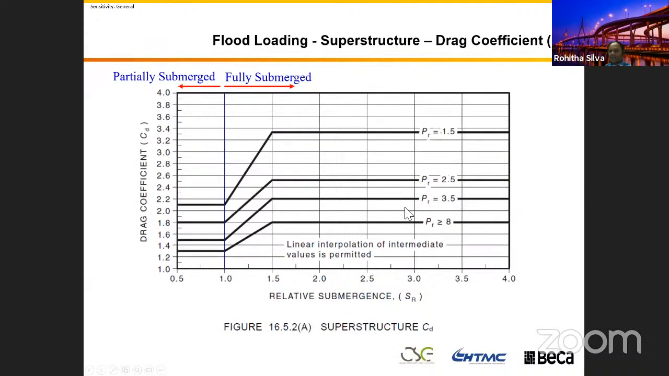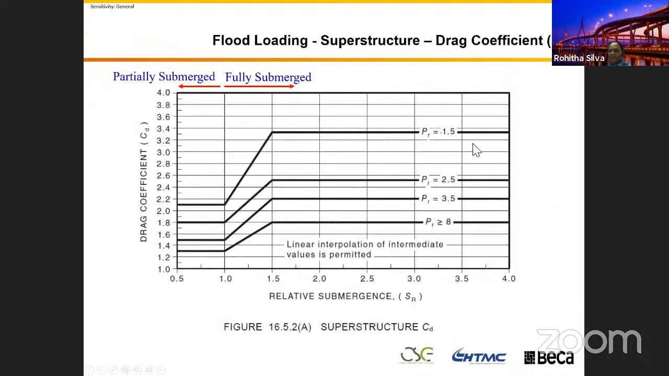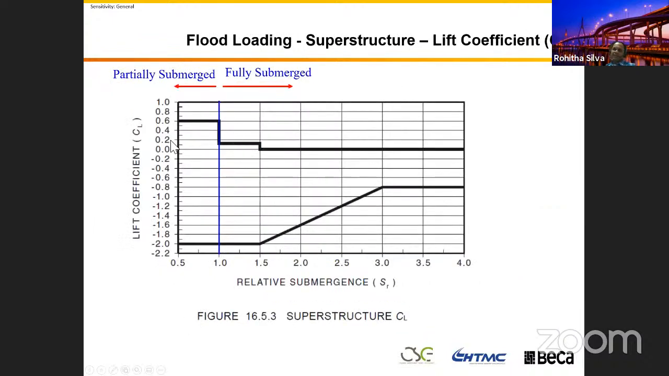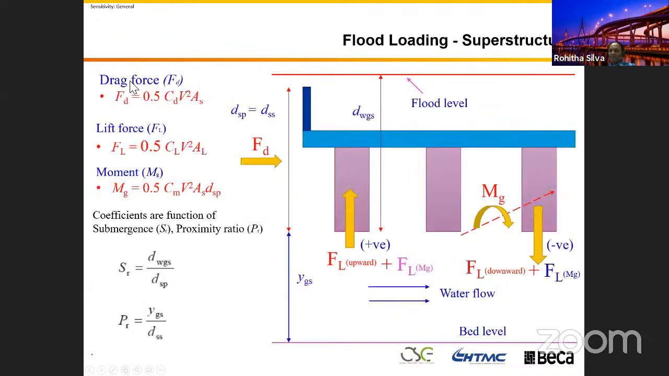And for these values, they said you can interpolate, linear interpolation. So these parameters you can easily calculate using this SR and PR, submergence and proximity ratio. You can calculate the CD value, you can calculate the CL value for lift, and you can calculate CM for moment, right? So if you know these 3 forces, you know the lift, you know the horizontal drag, you know the moment.